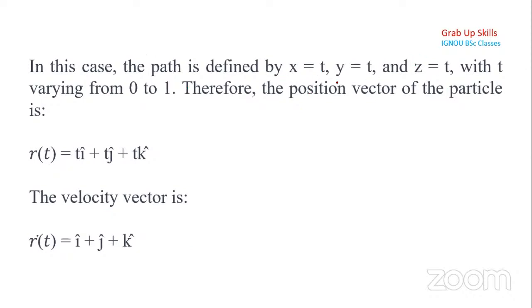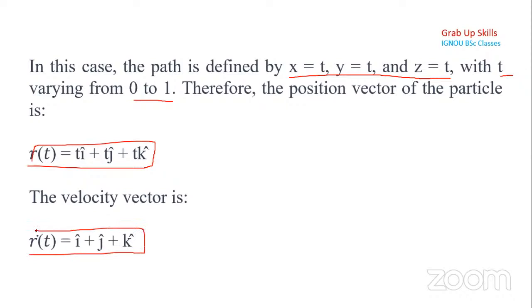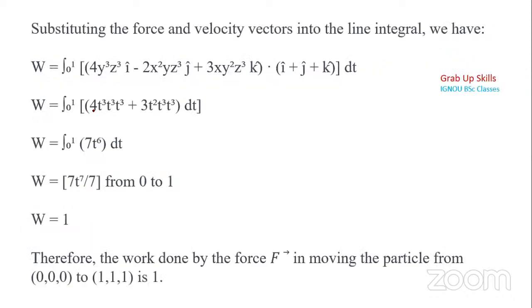So we will have these equations that are given in the question, right? Yes, and t is equal to 0 to 1, that is also given in the question. Therefore, we will find the position vector of the particle, that is r of t is equal to t i cap plus t j cap plus t k cap, right? And this is the formula for the velocity vector. Now we will just substitute the values that we have in the question. Therefore we will get W is equal to 1. So this is the work done by the force F.